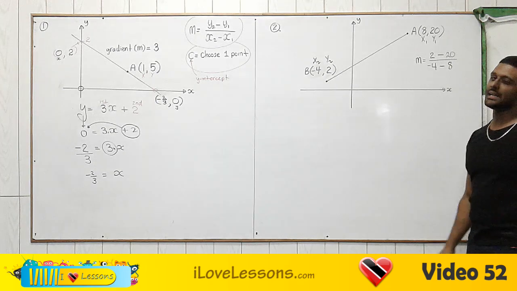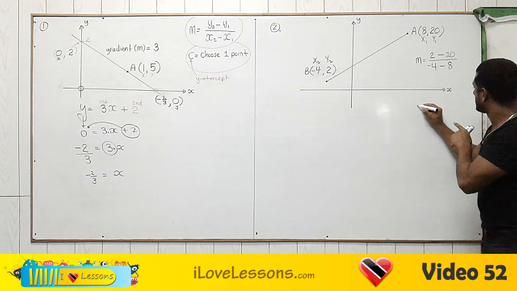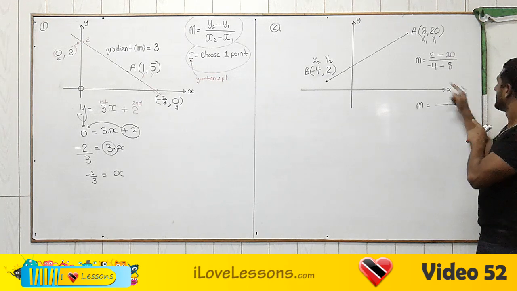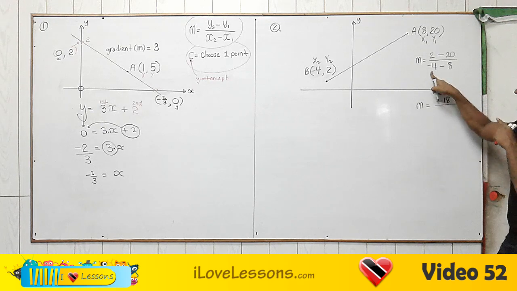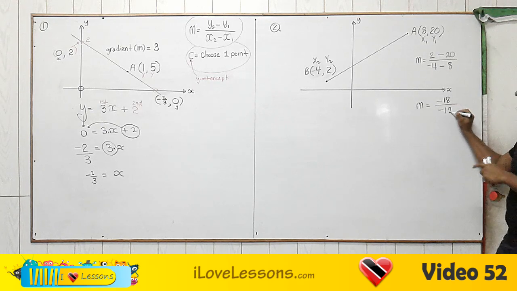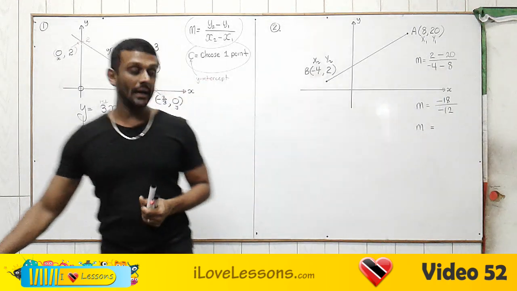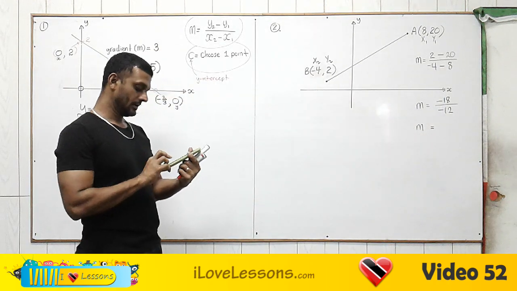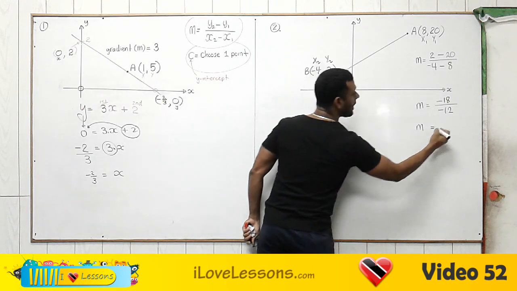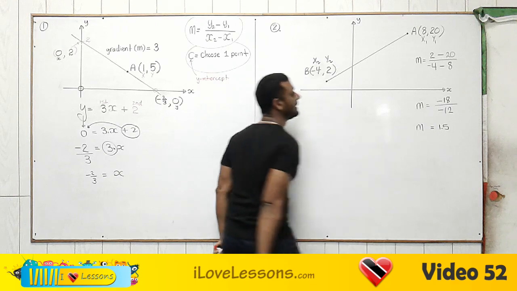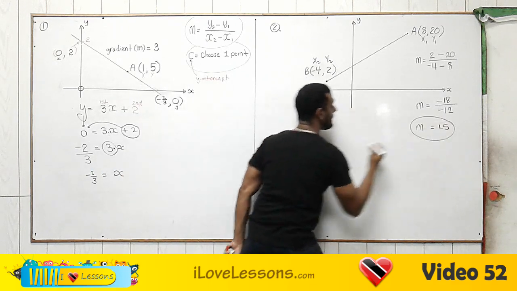Well, it seems that two negatives did not come together today. So, let me complete it here. 2 minus 20 is minus 18. Minus 4 minus 8 is minus 12. If we divide minus 18 by minus 12, we will get positive 1.5. So that means my gradient is 1.5.